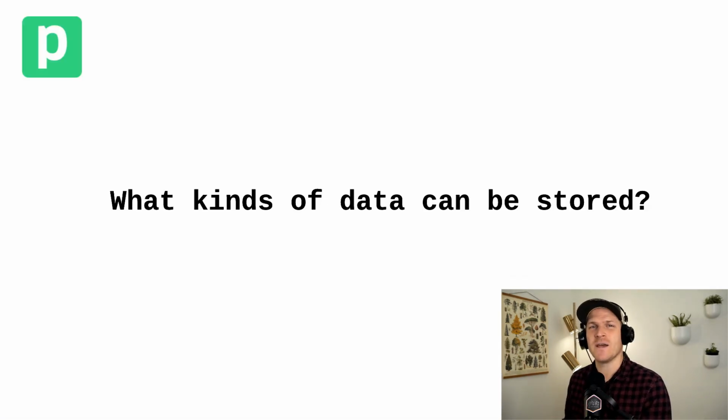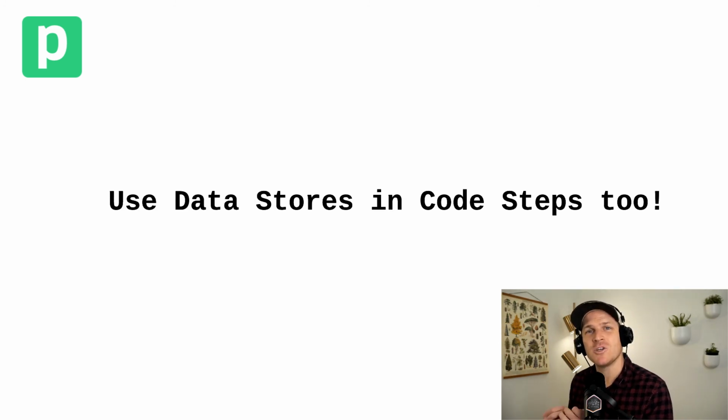That covers the very basics of setting and getting data with pre-built steps within your workflows. But just to note, workflows can store JSON serializable data. So this includes objects, arrays, strings, integers, and numbers. In future episodes, I'm going to show you how you can use data stores within your Node.js steps as well.